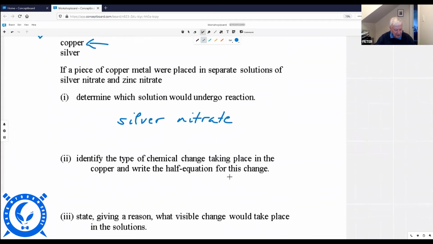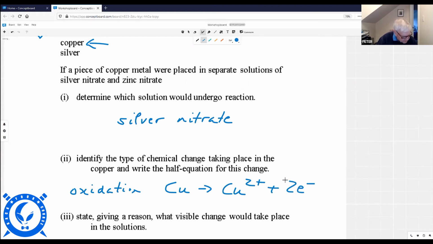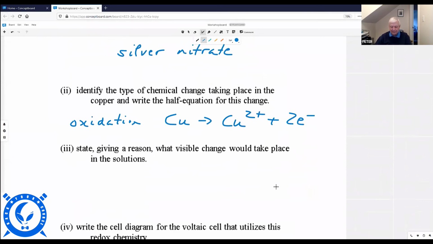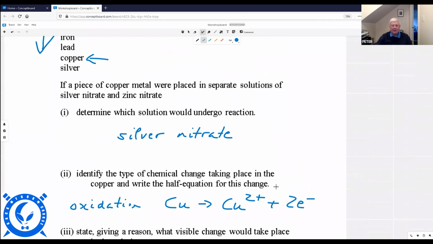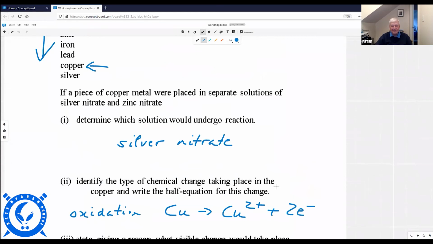All right, what type of chemical change is occurring in this particular reaction? This is true of all the metals as you go down the line, but in the case of copper, the reaction is that of an oxidation. The half reaction of which is copper goes to copper 2+ plus 2 electrons. This is a subtle one that they sneak in periodically. What visible change would take place in the solutions? So you have to think about this insofar as if copper is undergoing oxidation, that means silver is undergoing reduction.